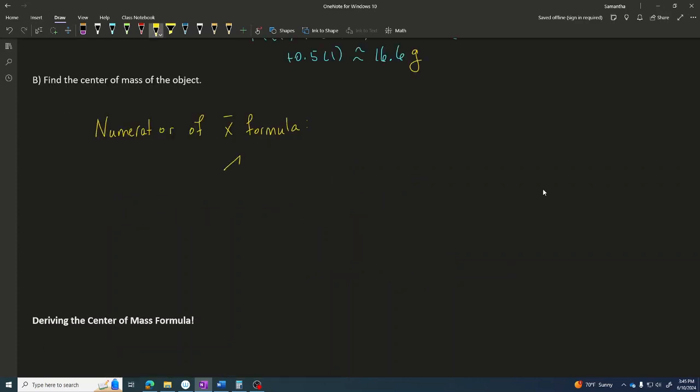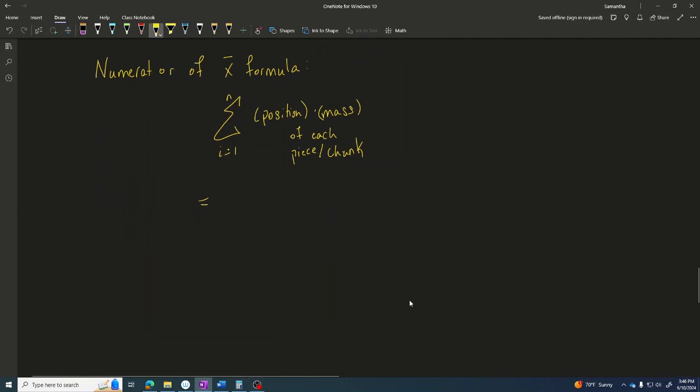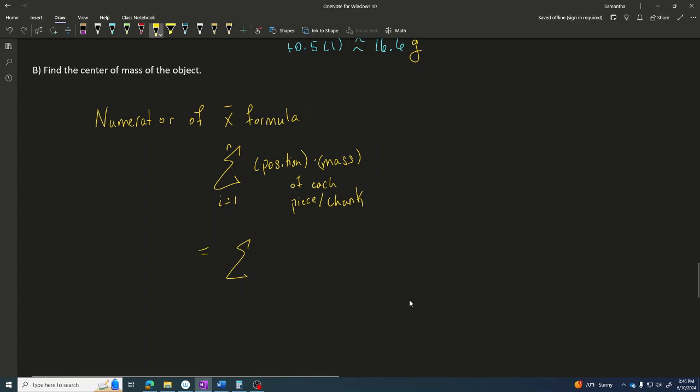Now, the numerator of the x bar formula has us adding together over all of our pieces, objects, or chunks, position times mass. In part A of this exercise, we saw that the mass of each piece or chunk could be found by calculating the density at a random position within that chunk and multiplying it by the length of that chunk.